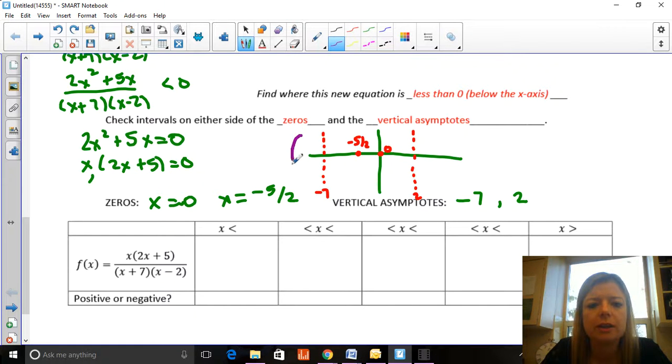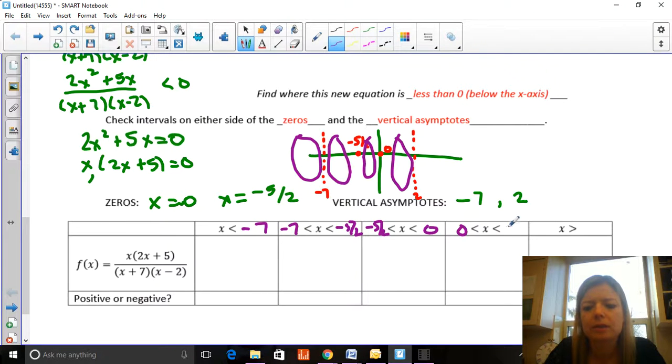I have section 1, below negative 7, so x is less than negative 7. Then I have this section between this asymptote and this zero, so I'm going to check between minus 7 and minus 5 over 2. Then between minus 5 over 2 and 0. And then I got to check between 0 and 2. It's exhausting. And then finally, x is greater than 2. So I have to check in all of these intervals whether the function is positive or negative.